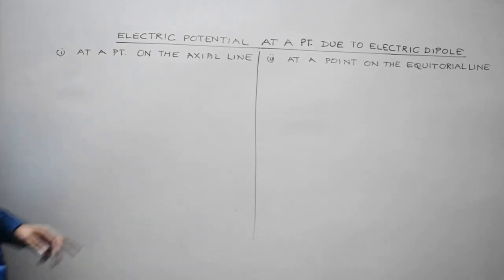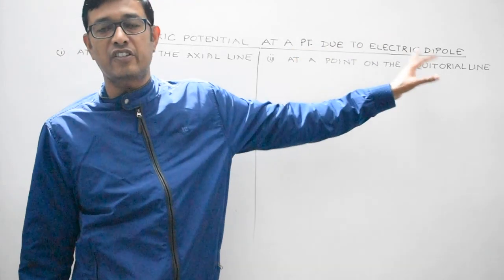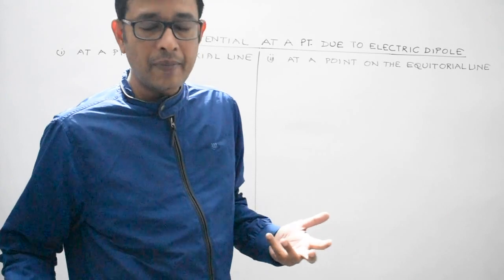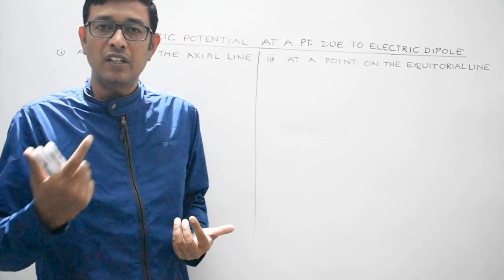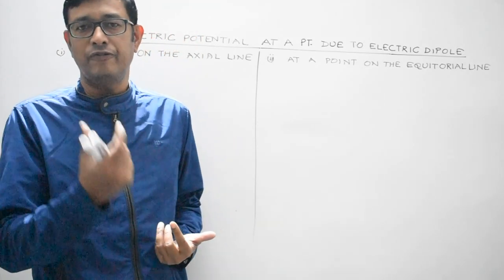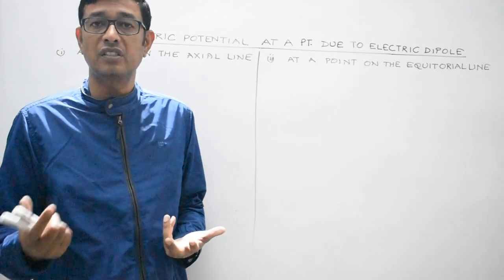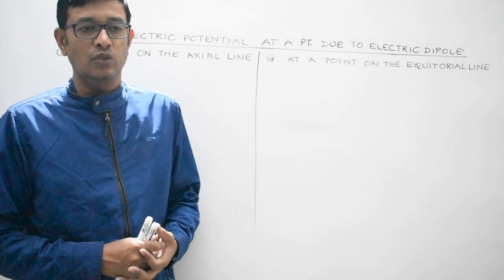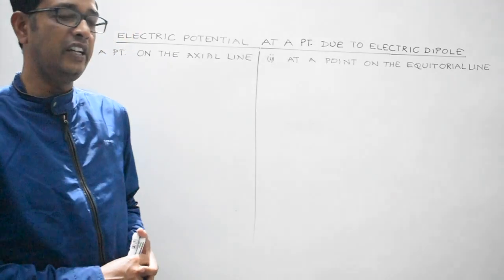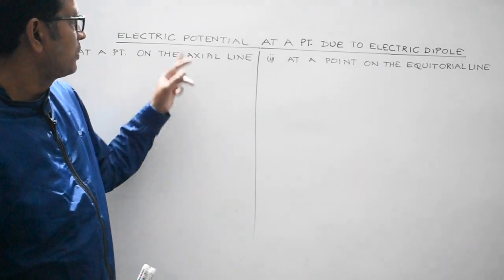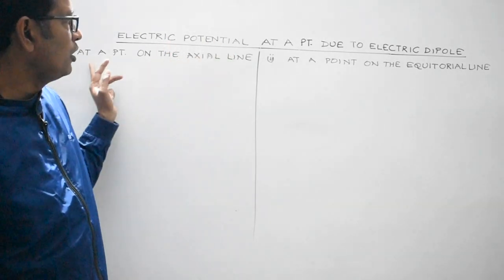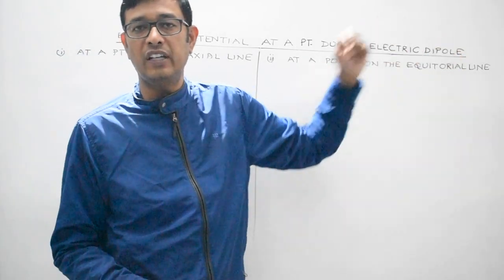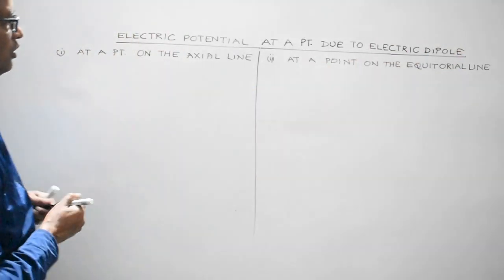Electric potential at a point due to an electric dipole. Dipole, we are aware, is a system comprising two equal and opposite charges separated by a finite separation. We have discussed the terms dipole length, dipole moment, axial line, equatorial line. So in this section, we will find an expression for the electric potential at a point on the axial line of an electric dipole and at a point on the equatorial line of an electric dipole. So let's start with the first scenario.